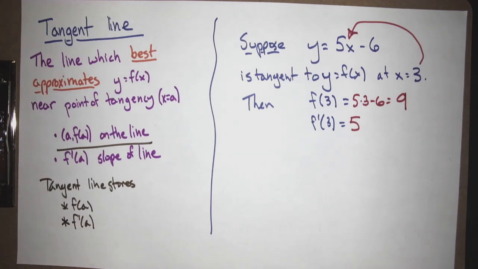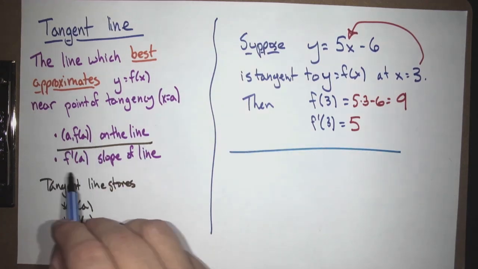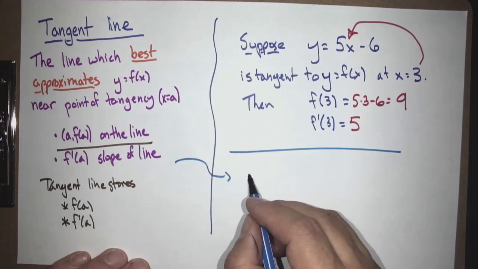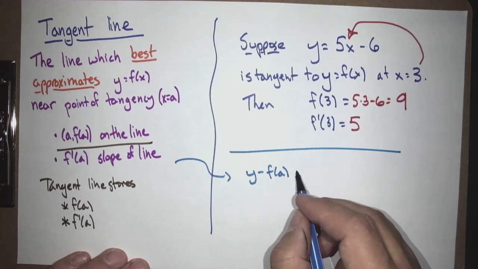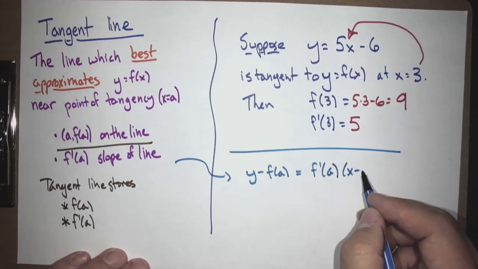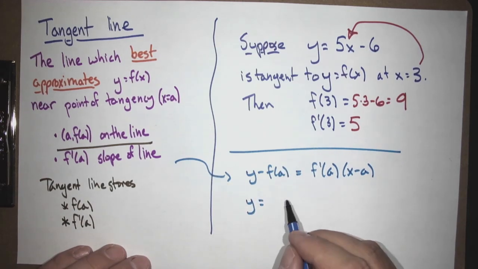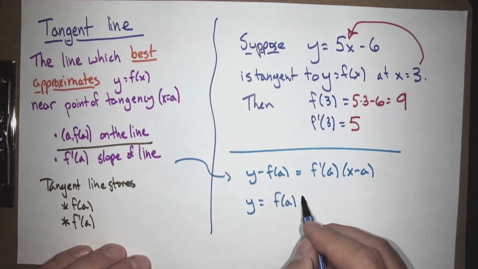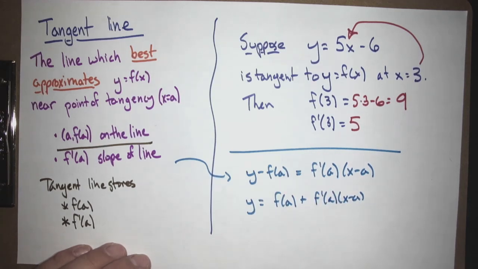And there's a couple of ways to write tangent lines. As we said, it goes through the point A, f of A, and has slope f prime of A. So there's y minus your y coordinate is equal to your slope, f prime of A, times x minus your x coordinate. You can also write it as y is equal to f of A plus f prime of A times x minus A. This is just moving the f of A across. And this is a great way to write it.